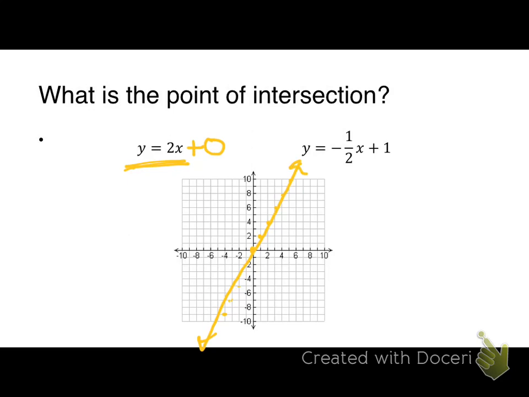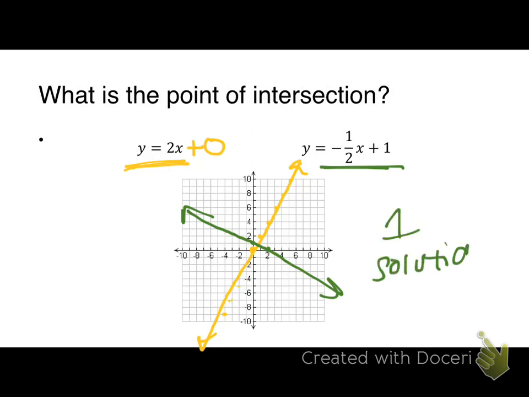And now let's draw the other one. So we're going to start up 1. We're going to go down 1 to the right 2, and it looks like that's where they're actually crossing. So for this, I'm going to say 1 solution, because otherwise it's going to be a weird fraction.